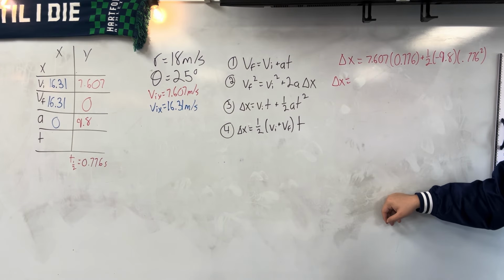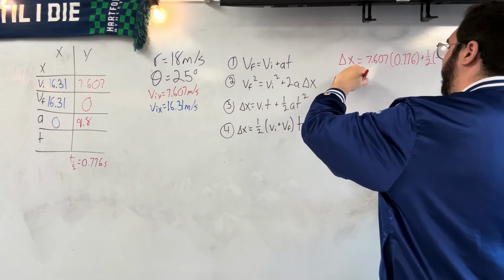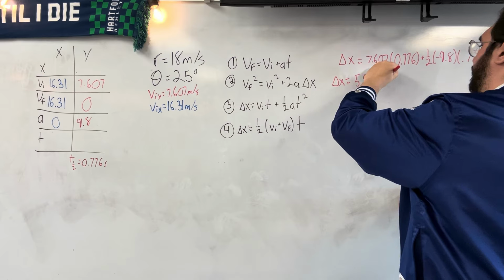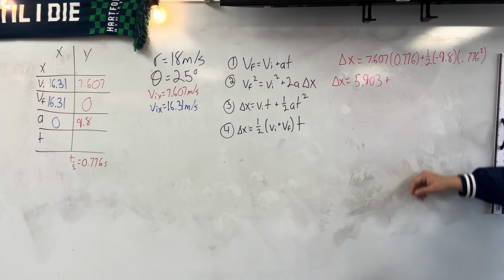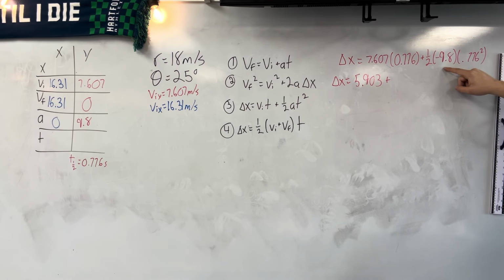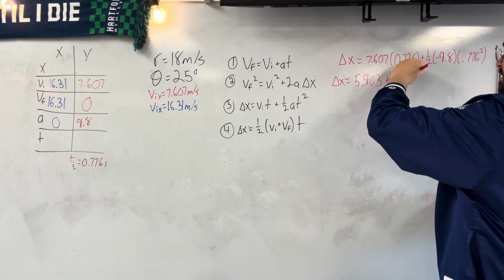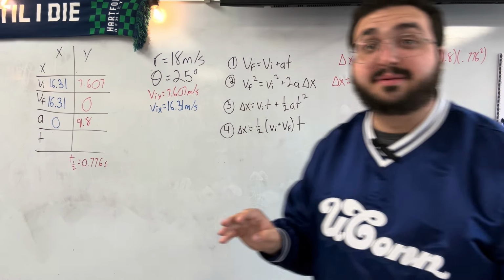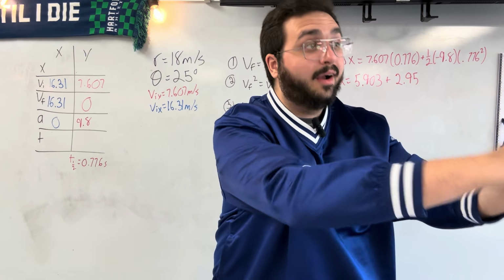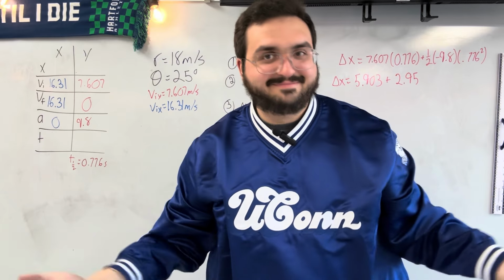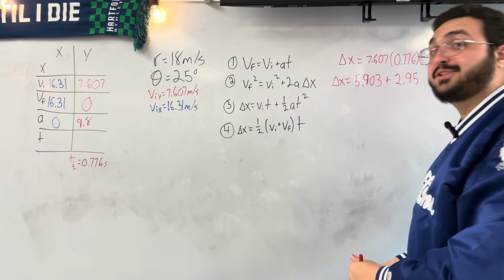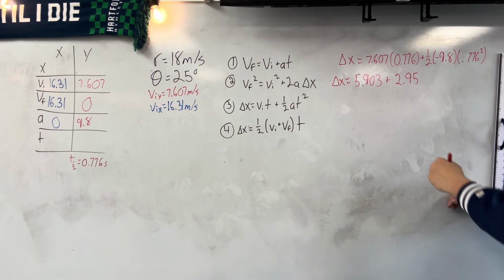5.903, you said? Okay. So 5.903 plus 1/2 times negative 9.8 times 0.776 squared. We got it? 2.95. Do we agree? Cool. Okay, let me know. The rest of them got their calculators out after I told them to. So, high school seniors, everyone. All right.